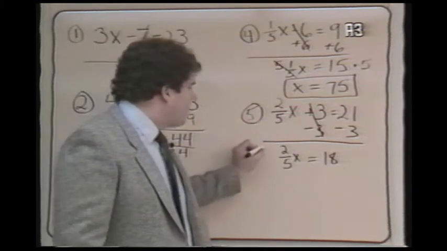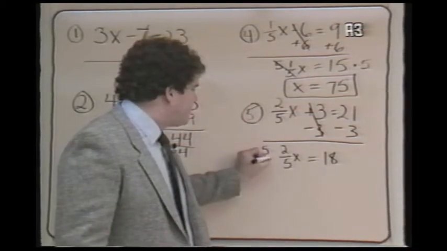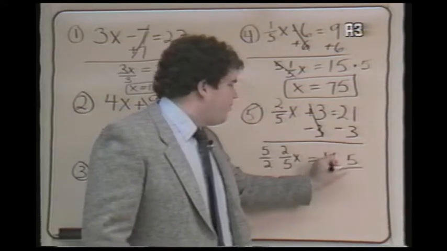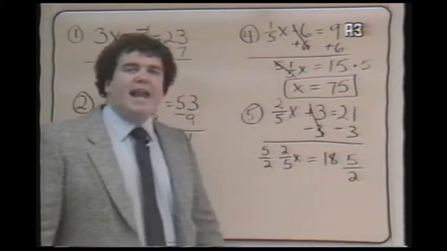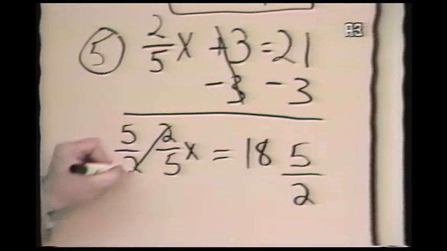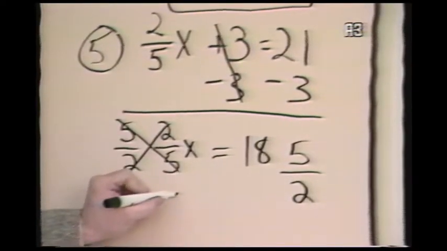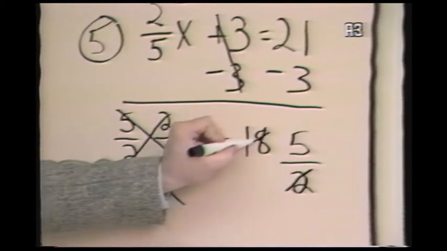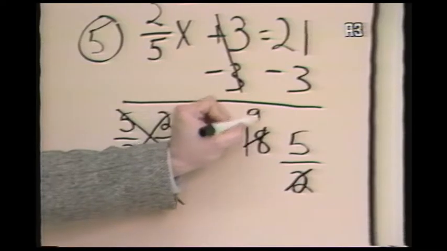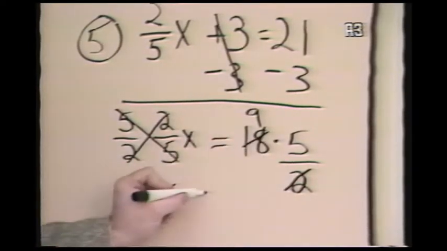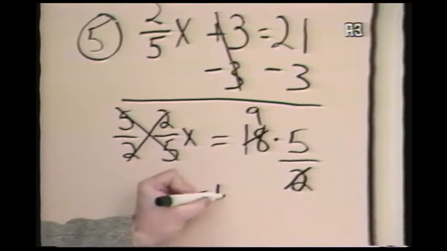I must multiply each side by the reciprocal of 2/5. That is 5/2. 5/2 times 2/5 x will equal x. 18 times 5/2, well, 2 goes into 18 9 times, and 9 times 5 will equal 45.